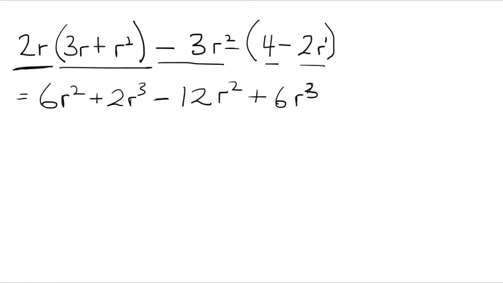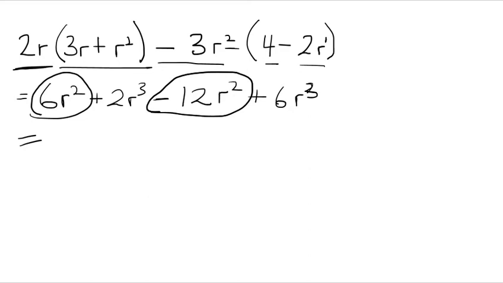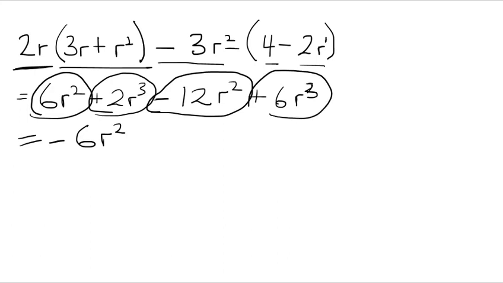So that will give us our expansion, and then we simplify by putting together our like terms. We have r to the power of 2, 6 of them here, r to the power of 2 here, negative 12 of them. So when you combine them together, you're going to get negative 6r to the power of 2. And then here we have plus 2r cubed and plus 6r cubed. So when you put them together, you're going to get plus 8r cubed. So that's the answer there.